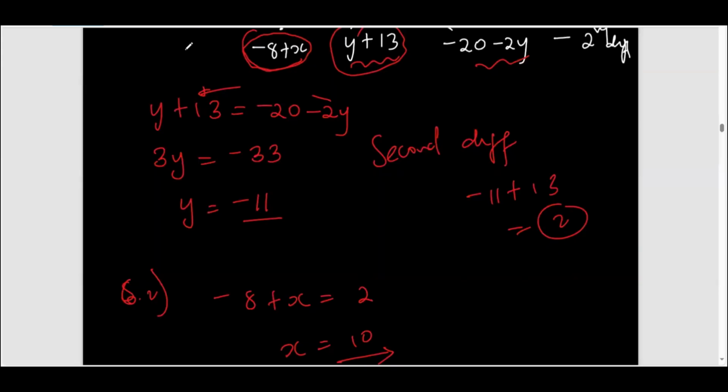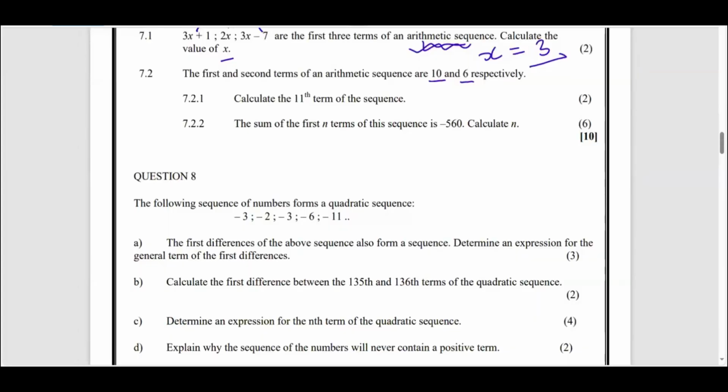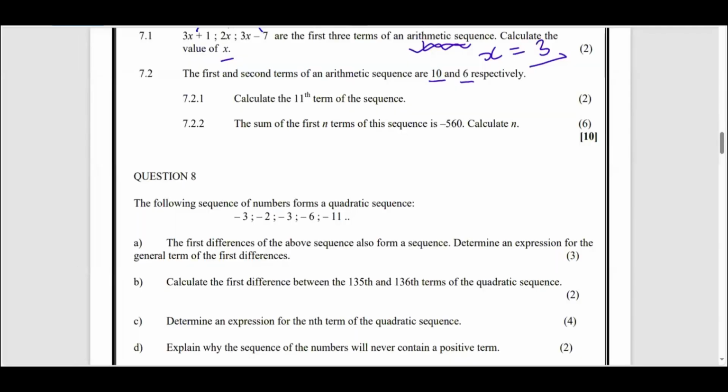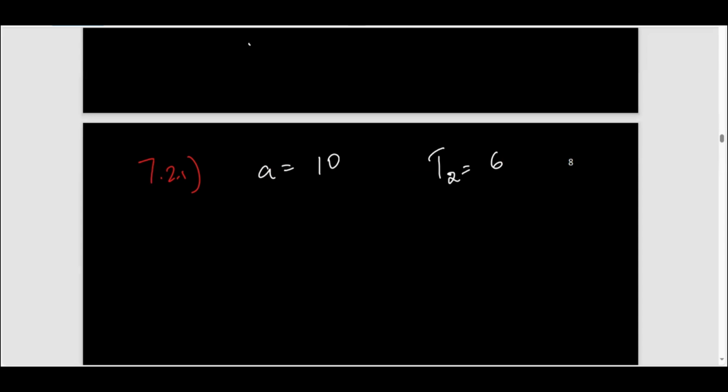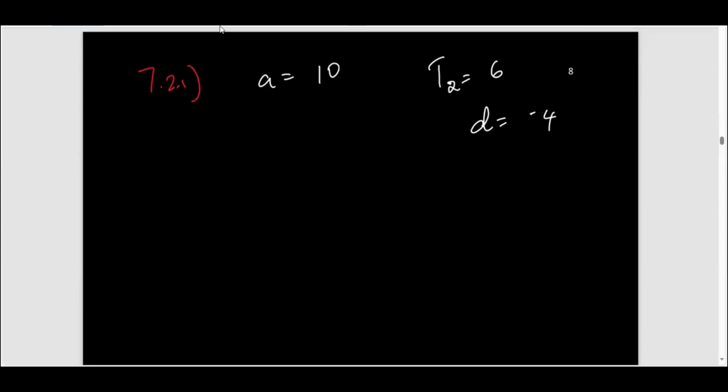First term is 10. Okay, this is question number 7.2.1. So our A is 10, and then our T2, they told us, is 6. Which means that the common difference is 6 minus 10, which is negative 4. Then they want us to get T11.